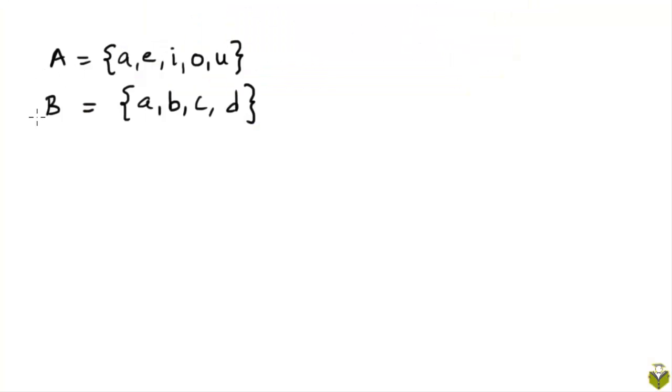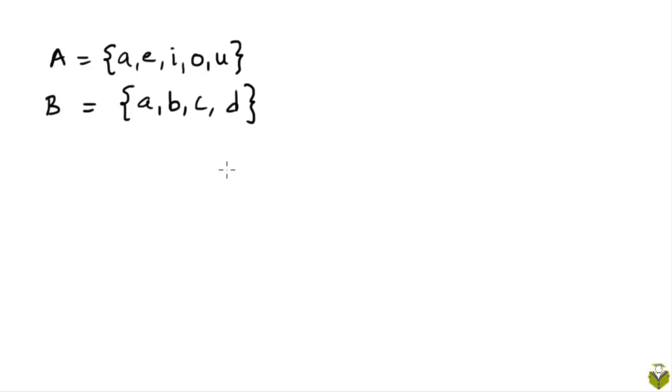Suppose we are given these two sets A and B. Can we say that A is a subset of B? Well, no, because A has elements that are not found in B, like E, I, O and U. Likewise, B also is not a subset of A because B has elements like the letters small b, C and D, which are not found in A.